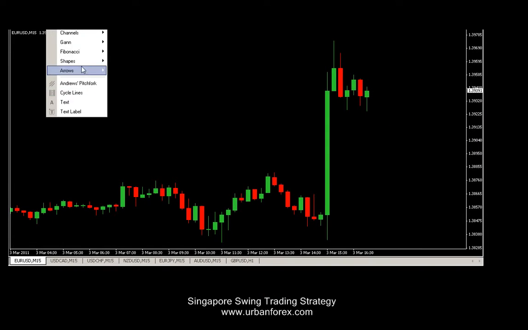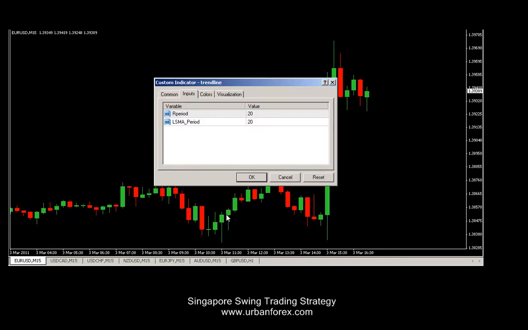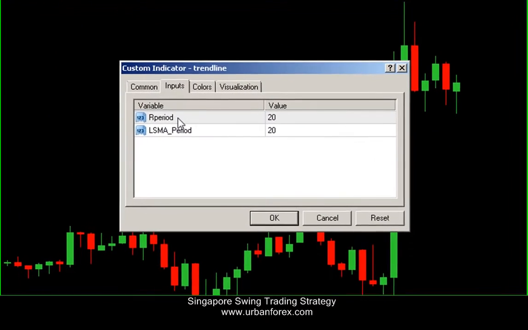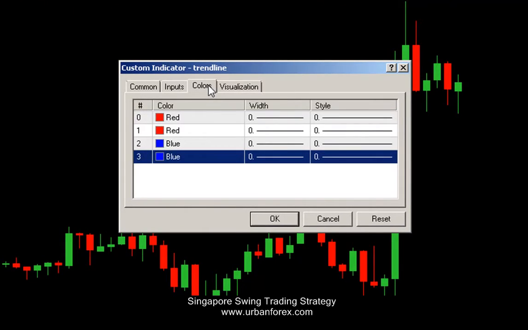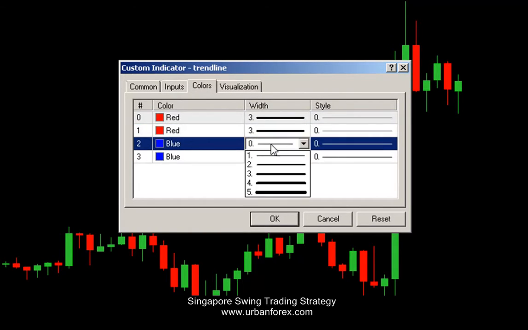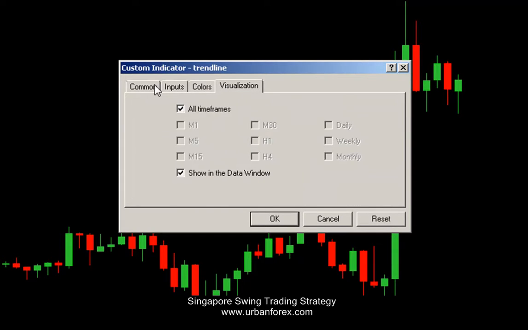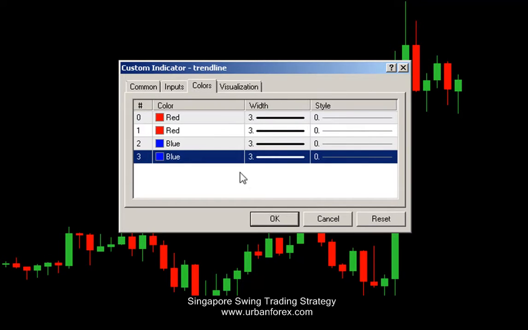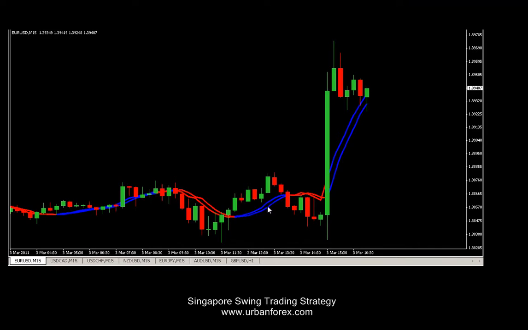Let's insert the custom indicator that you have downloaded, which is called the Trendline. You want to keep the period at 20 and the LSMA period at 20. And what I usually want to do with the width, I want to make it a little bit thick so I can view it quite clearly. Let's make those 3 as well, all of them at 3. And we can leave everything else the way it is. Alright, let's click OK. Everything is drawn. You can see an uptrend is in blue, a downtrend is in red.